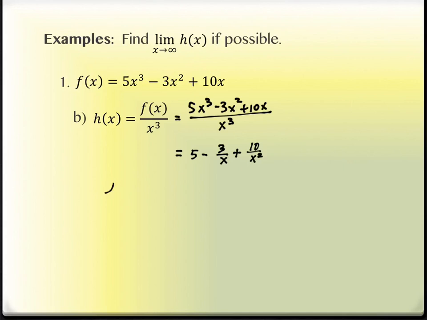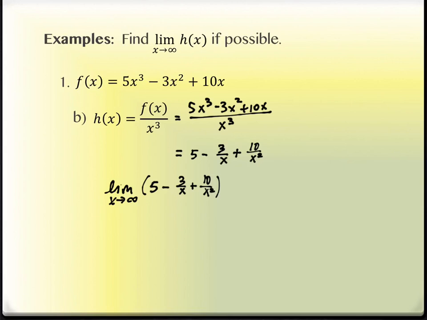Cool. Now we're going to take the limit as x goes to infinity of, and I'll just put the function itself that we have now in here instead of writing the h of x part. It's 5 minus 3 over x plus 10 over x squared. Okay, that's what we're finding. This is what we've been asked to find, right?